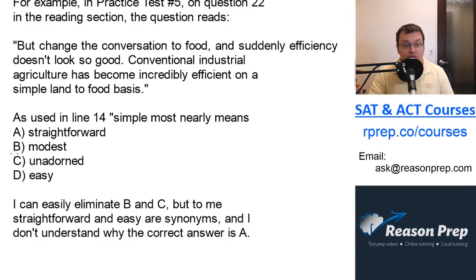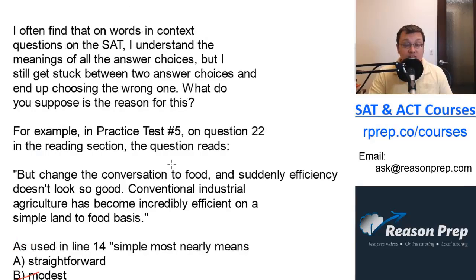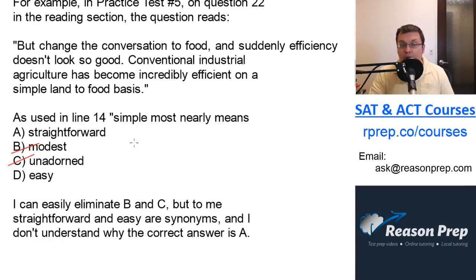But to me, straightforward and easy are synonyms. And I don't understand why the correct answer is A. So in some ways, they're synonyms, but not always. The issue here is that words don't just have one definition. They can have many definitions, some which overlap, some which are different. So straightforward and easy can have some different definitions when you're talking about things being easy to do, like their difficulty. So they can be easy or they can be straightforward.